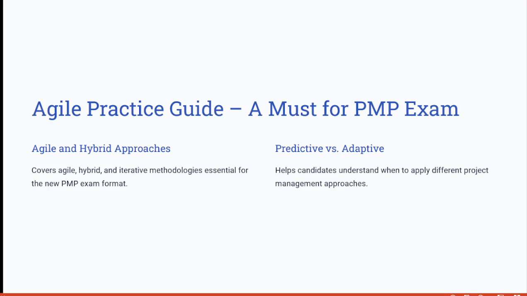The Agile Practice Guide explains agile principles, also frameworks, including Scrum, Kanban, and Extreme Programming, or XP, and agile project management best practices. It also teaches candidates how to decide whether a predictive, agile, or hybrid approach is best for a given project. Since organizations are increasingly adopting agile methodologies, PMP certified professionals are expected to be proficient in both traditional and agile project management.